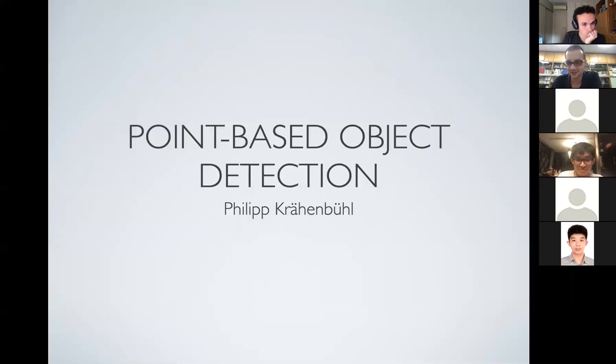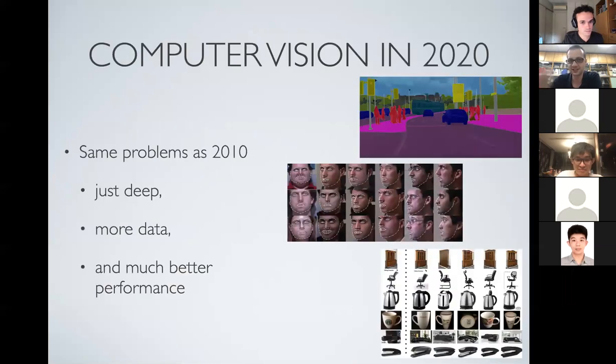So I started to be interested in computer vision about 10 years ago. And I recently sat down and thought about, well, what has changed in the last 10 years? And my conclusion, maybe a little bit cynical, was that not much has changed. We still study a lot of the same problems in computer vision as we did in 2010. We use slightly different tools to solve these problems, namely deep networks. We collect a whole lot more data in the last 10 years. And we got a lot better performance.